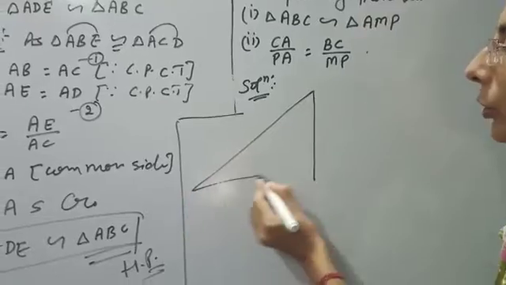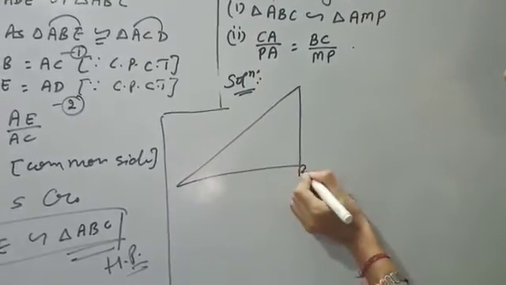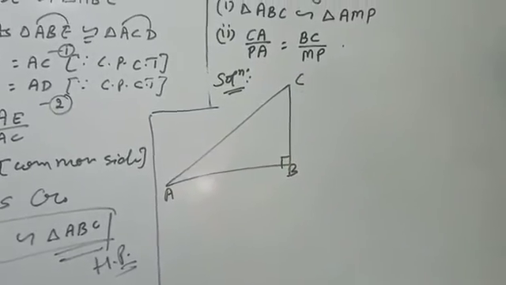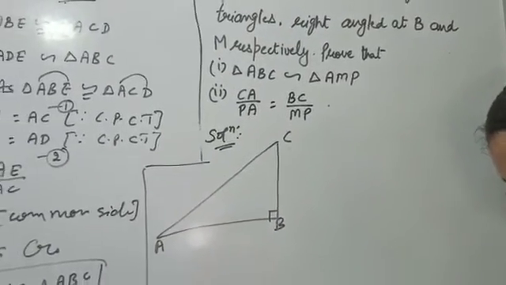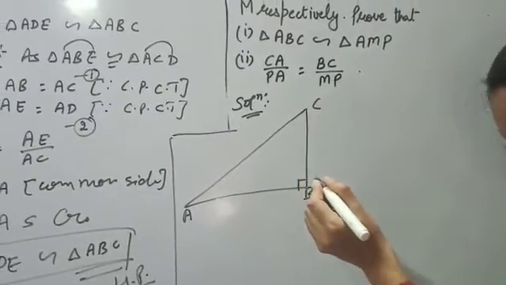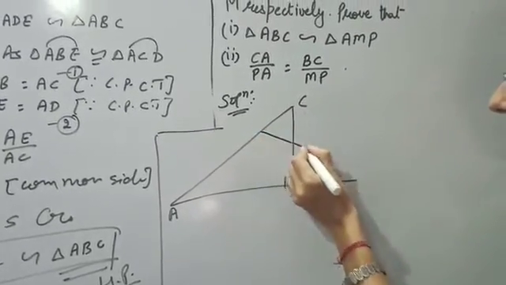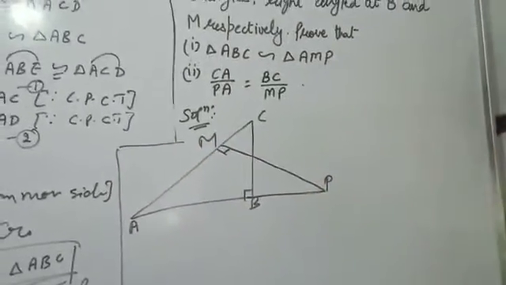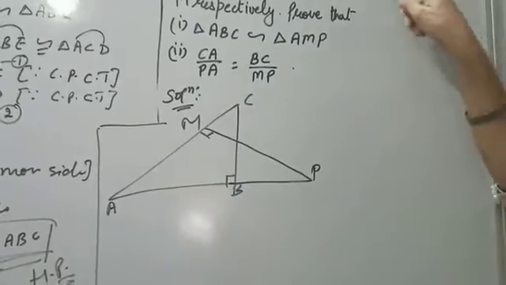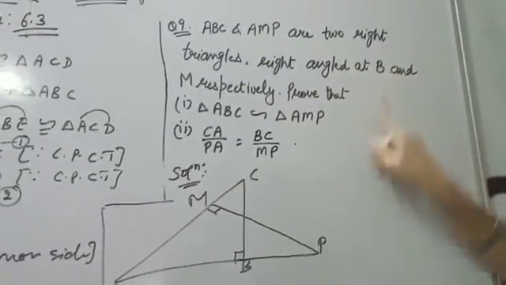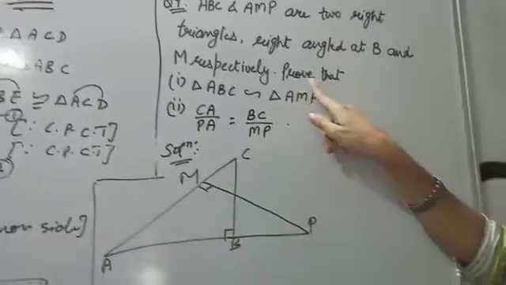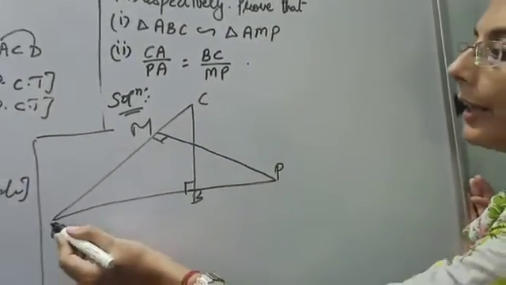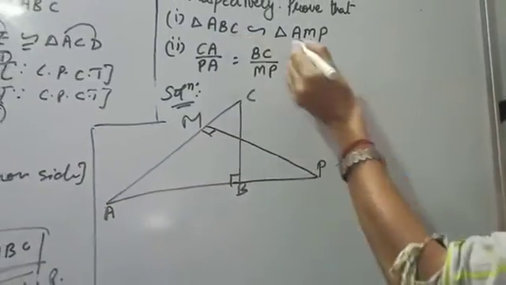Here it is given the two triangles. One is triangle ABC such that angle B is 90 degrees, and they are saying ABC and AMP are two right angle triangles. Then here is another one, point M, and here will be the 90 degrees at point M. They are saying that these two triangles are right angled at angle B and angle M respectively. Prove that triangle ABC and triangle AMP are similar to each other.